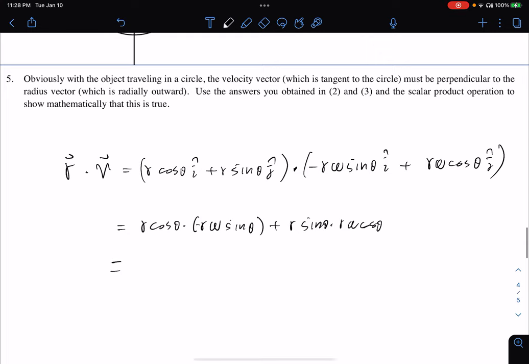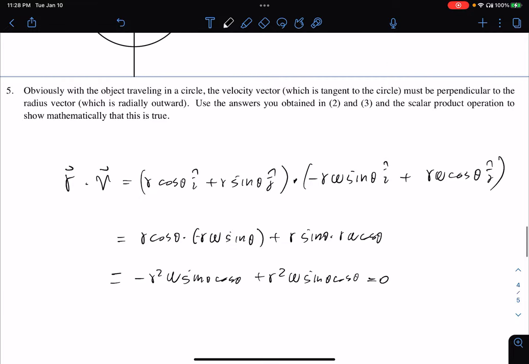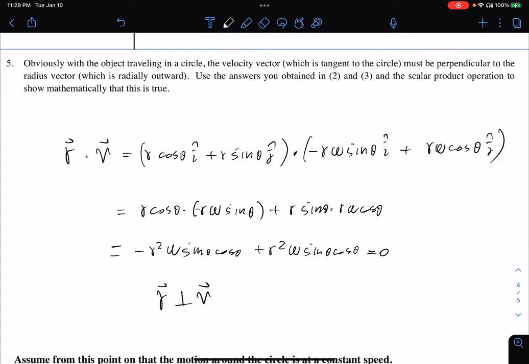So it's minus r squared omega with a sine and a cosine. There will be a plus r squared omega with sine and cosine. So we see these two terms are exactly the same, but one plus, one minus, which gets us to 0. Good. So we check that r dot v is 0, which means that the position and the velocity of a circular motion will always be perpendicular to each other.